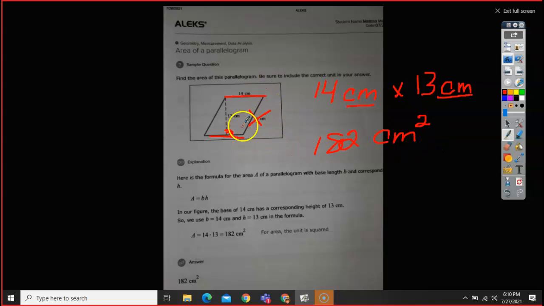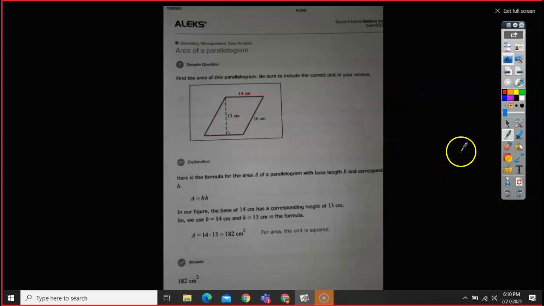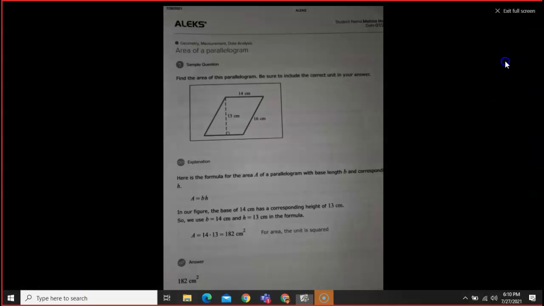You never use the slanted side for a parallelogram. Always use the one that goes straight up from the bottom to the top. So yeah, that's the thing about the area of a parallelogram.